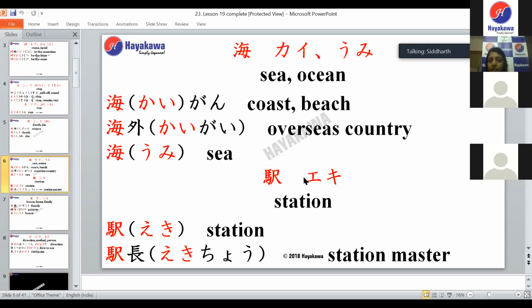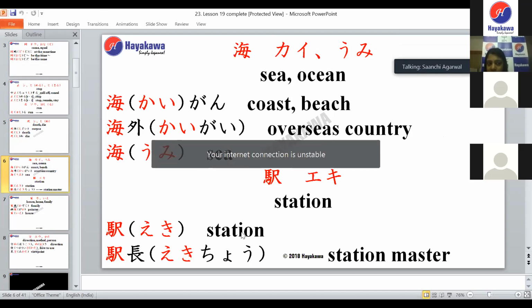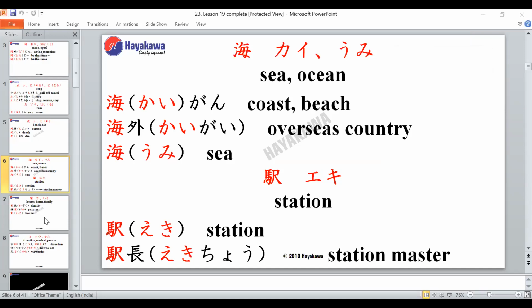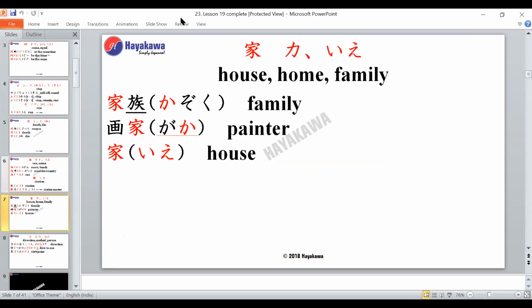Okay, the next kanji that we have is the kanji for a station. A railway station or station in Japanese is known as eki. So the kanji has the reading eki. Okay, any doubts regarding this kanji? So shall we move ahead?